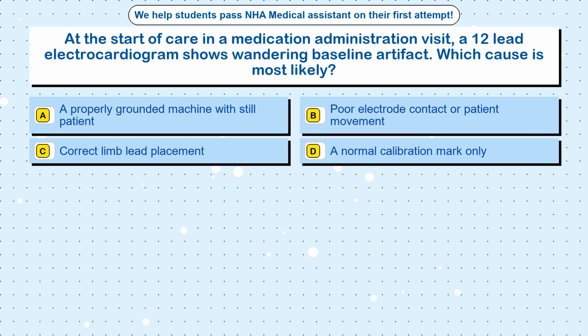Question 87. At the start of care in a medication administration visit, a 12-lead electrocardiogram shows wandering baseline artifact. Which cause is most likely? Option A, a properly grounded machine with still patient. Option B, poor electrode contact or patient movement. Option C, correct limb lead placement. Option D, a normal calibration mark only.